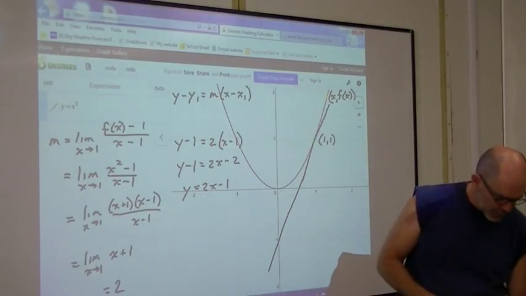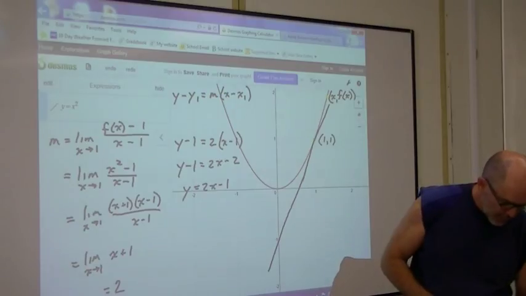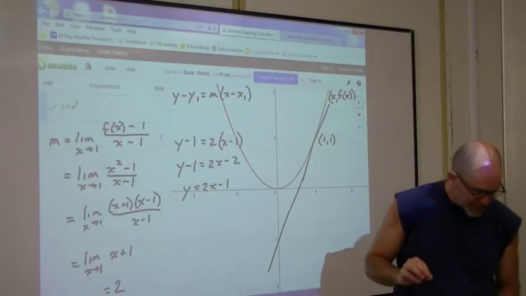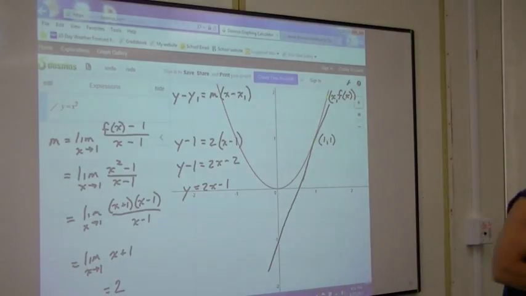Okay, so that's it. That's how you get your slope, and that's how you get your equation of the tangent. Okay, cruising onward. Example 2. We've got y equals 3 over x, and we want the equation of the tangent line at the point (3, 1).